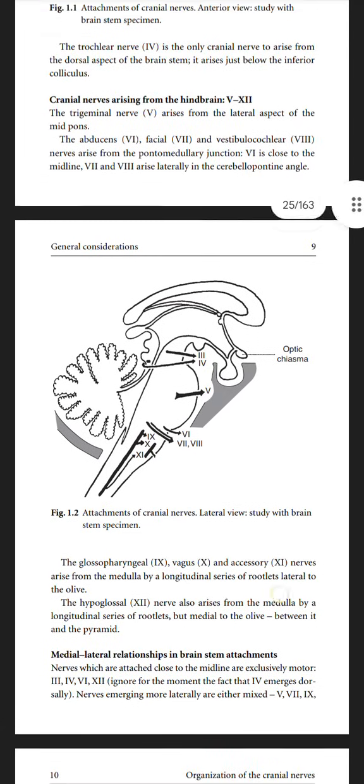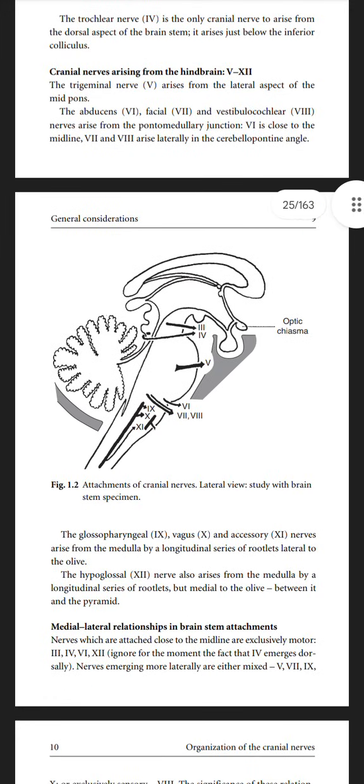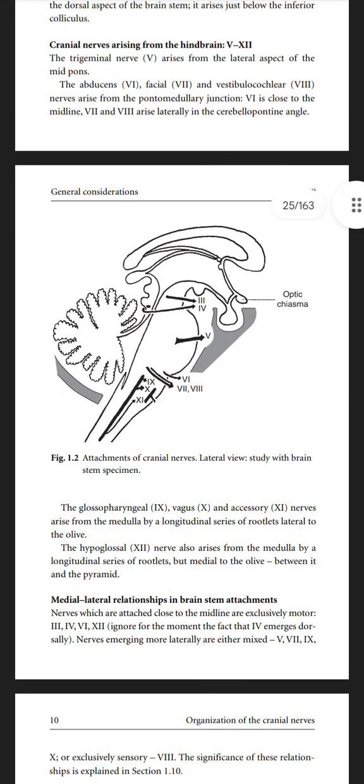Cranial nerves arising from the hindbrain. The trigeminal nerves arise from the lateral surface of the midbrain. The abducens, facial, and vestibulocochlear nerves arise from the pontomedullary junction, with the abducens close to the midline and the others more laterally.